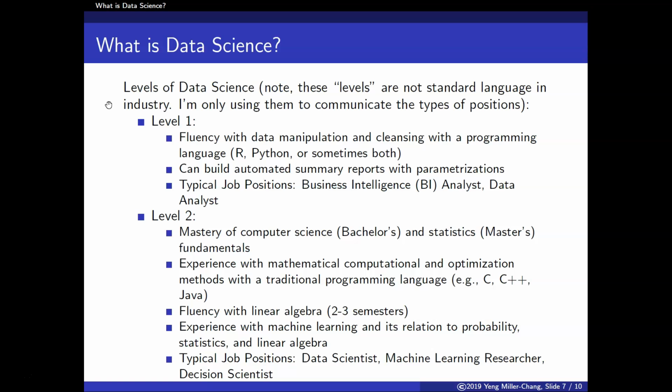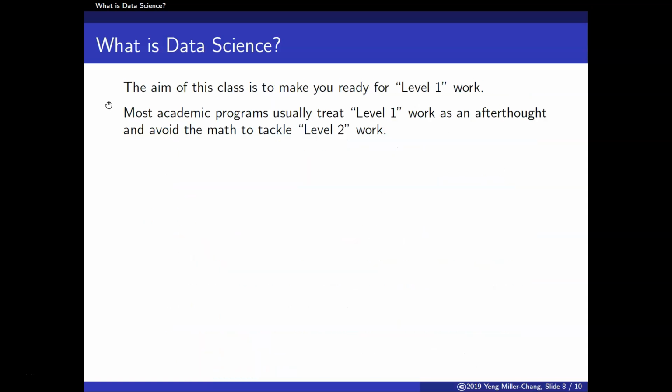Level 2 positions have some expectation that you can optimize your code using something like C, C++, or Java. They also expect you to have command of linear algebra and how linear algebra applies to probability, statistics, and machine learning. Typical job titles for a level 2 position tend to be, but are not always, decision scientist, data scientist, and machine learning researcher.